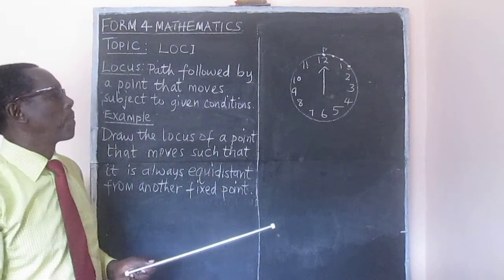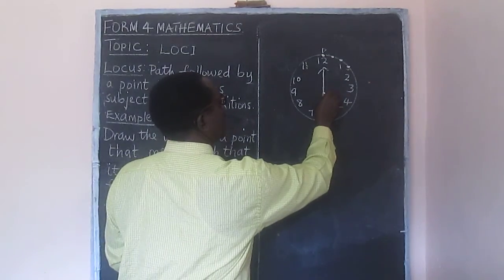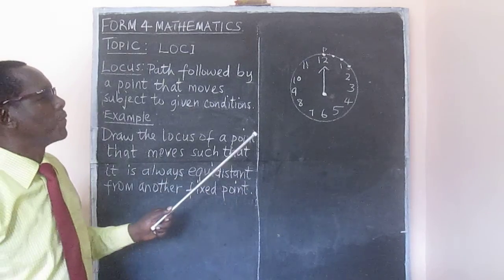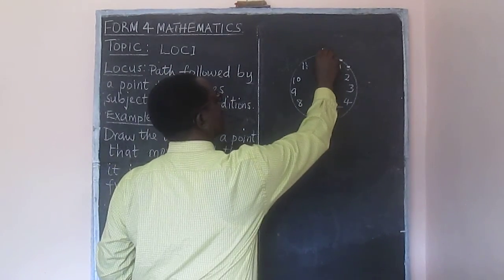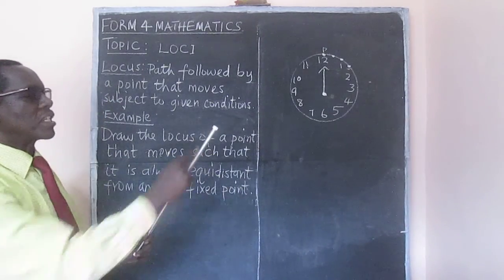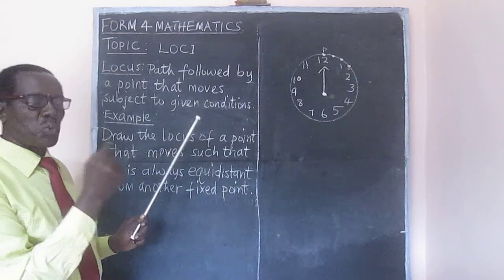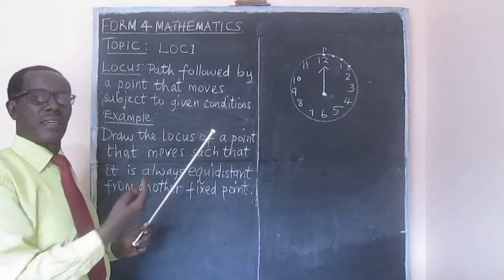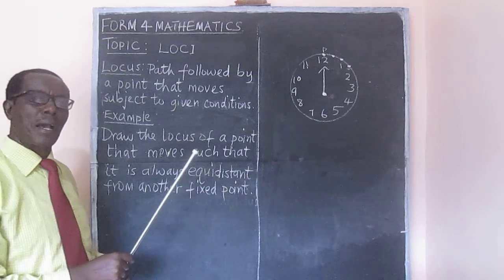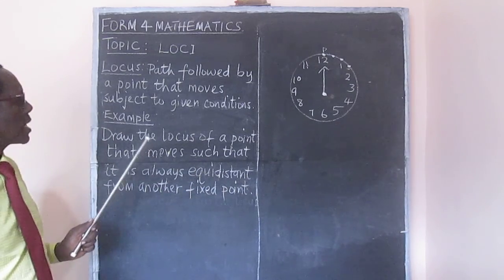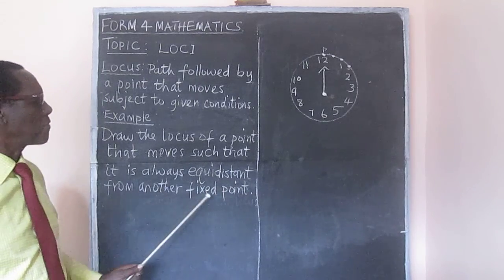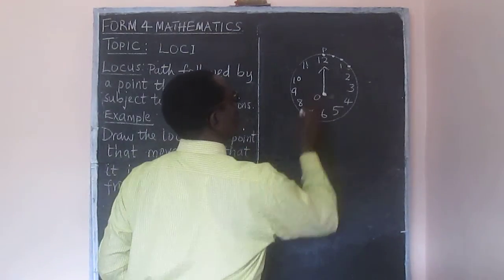And in this case, the length of the minute hand is not changing. And therefore, the distance from here to here remains constant. And therefore, the tip of the minute hand traces a circular path. And the center here is not changing. So this is an example of a point that moves in such a way that it is always equidistant from another fixed point. The fixed point in this case is O.